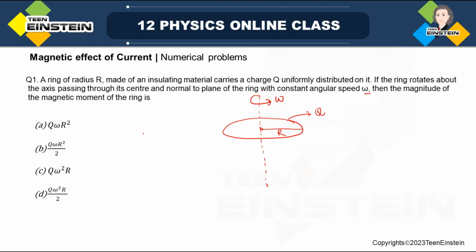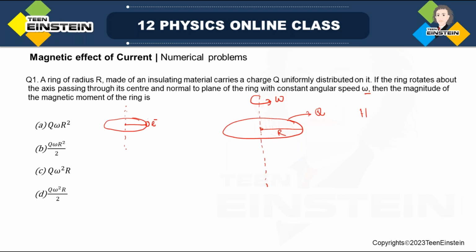See, this question can be solved if you remember the atomic magnetism we were discussing on the last day. If an electron is moving, we have to think that this particular orbit is kind of a current loop. So in this case also, since the ring itself is moving, the charge is moving. And charge moving means what? It will produce a current, obviously. And this ring itself could be thought of as a current loop.